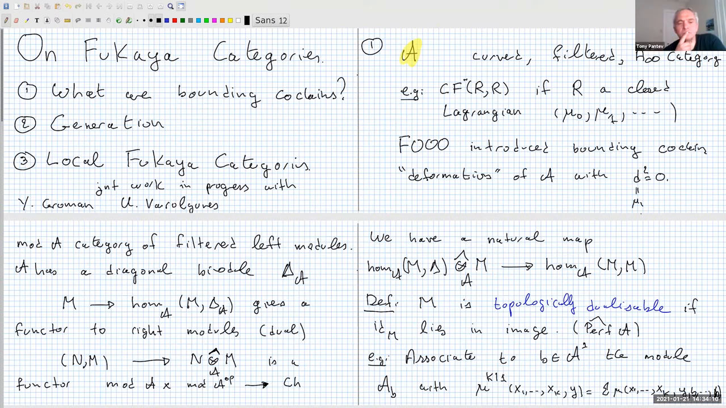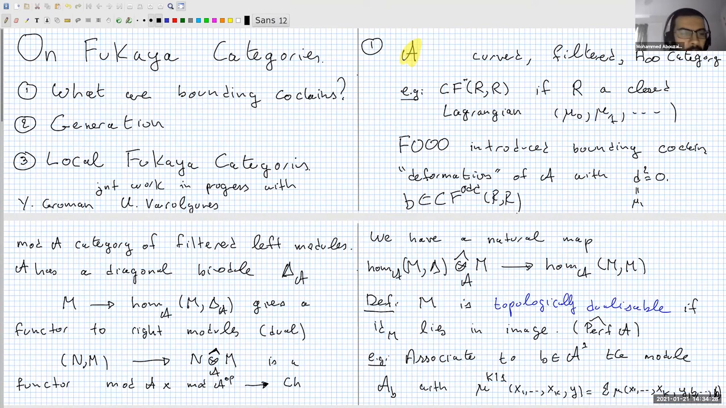But the way it's formally defined is that it's simply an element of the odd cochains. I mean, you can do degree one if you're interested in grading. It's an element of the odd cochains satisfying a certain equation.